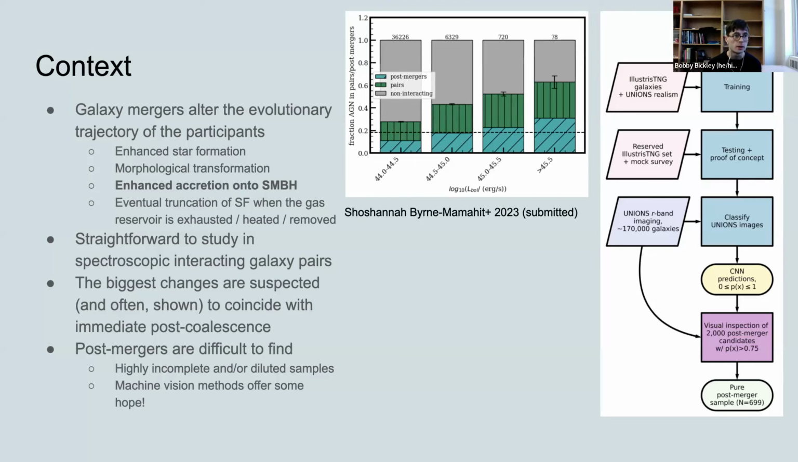To name one, there's a huge degeneracy between the appearance of a galaxy that is currently experiencing an interaction and a galaxy that has completed an interaction, a post-merger. There are also imaging artifacts, and the morphological dynamic range of the effects brought on by a galaxy merger, which make these difficult to identify.